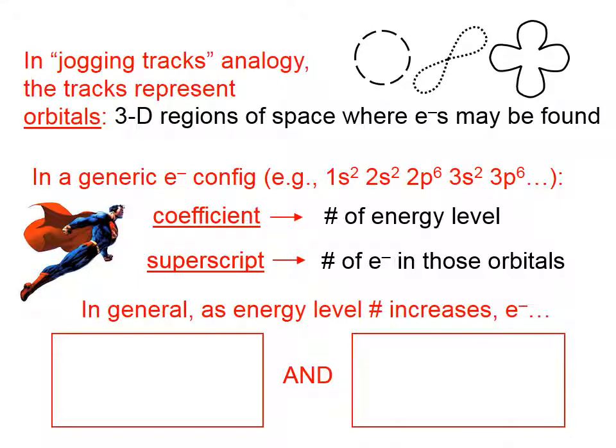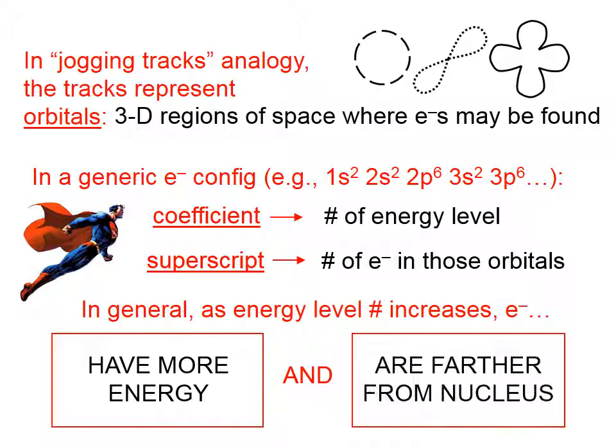In general, as the energy level number increases, electrons have more energy and they're farther from the nucleus. So this is kind of similar to the jogging tracks analogy. We said that the easier tracks fill up first, and the easier tracks were smaller.